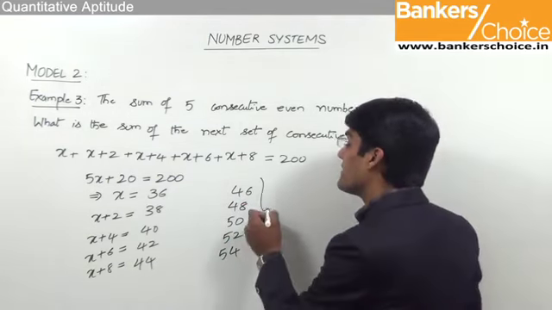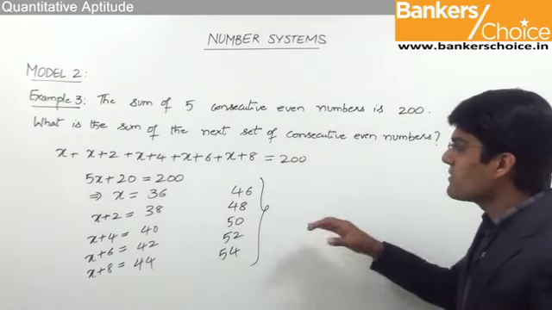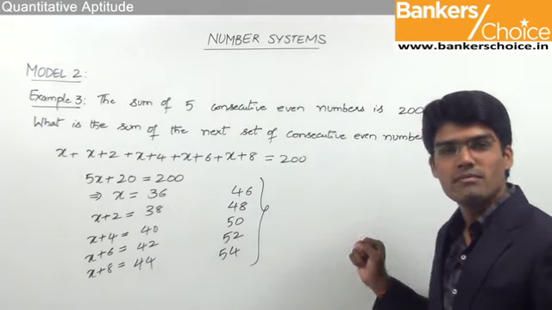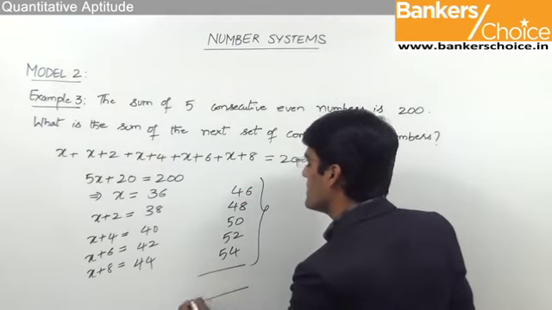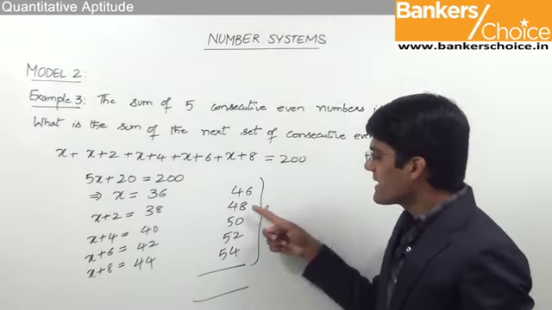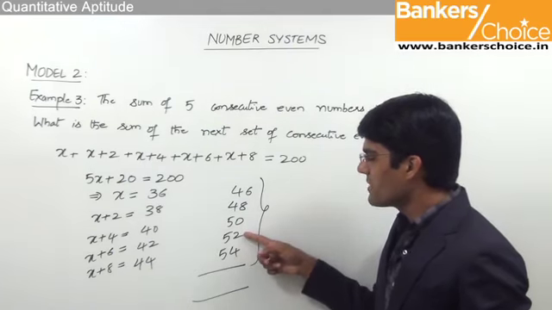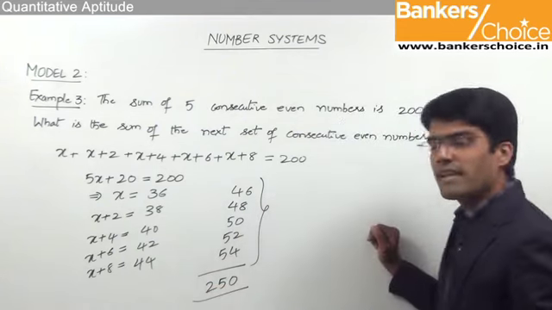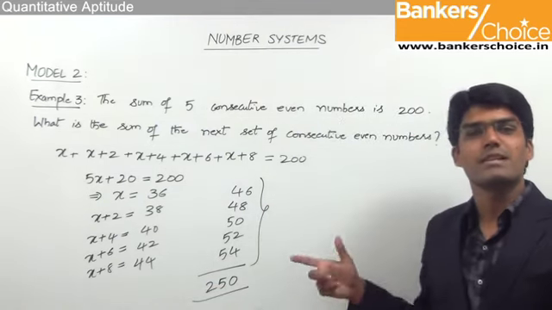So these are the 5 consecutive even numbers which come after 44, and we need to take the sum of these 5 numbers. The sum of these 5 numbers here will be 46 and 54 is 100, 48 and 52 is 100, plus 50 is 250. So the sum of the next 5 consecutive even numbers is equal to 250.